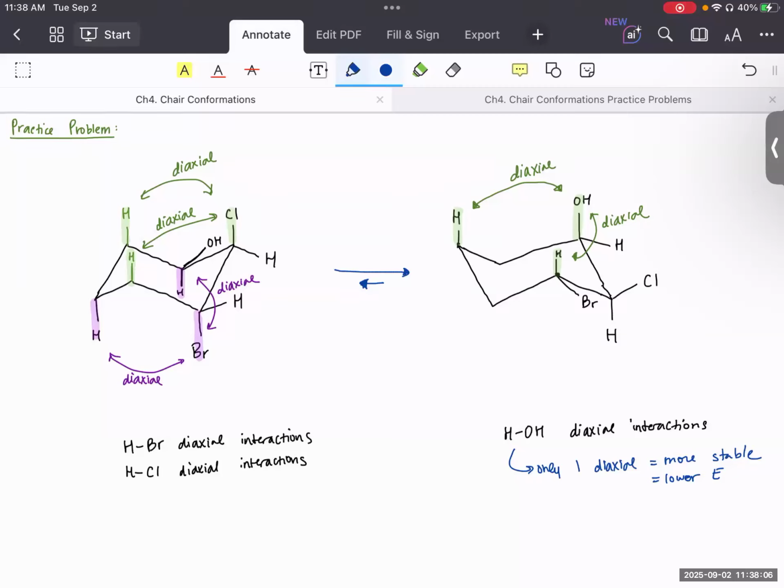And to be clear, the structures are constantly alternating, like flipping back and forth. It's just like if we were to take a snapshot, where would those molecules be? It doesn't mean that they're locked into that state.